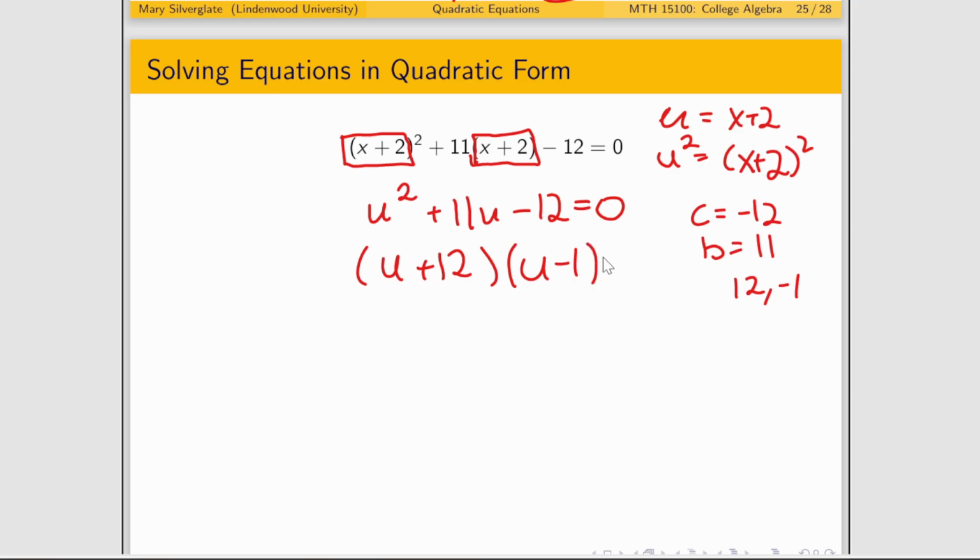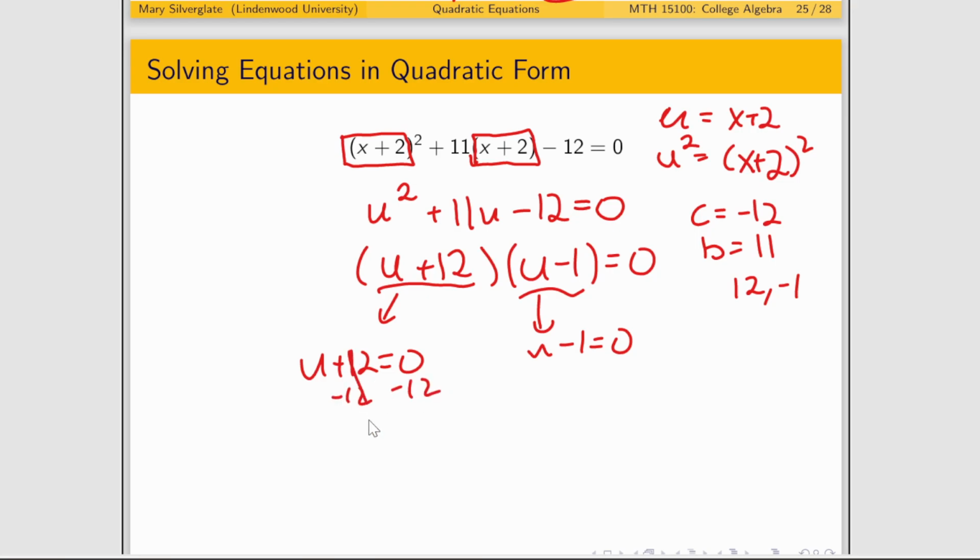Now I want to actually solve my equation, so I have that u plus 12 is equal to 0, and u minus 1 is equal to 0. I undo adding 12 by subtracting 12. U is equal to negative 12. I undo subtracting 1 by adding 1. U is equal to positive 1.